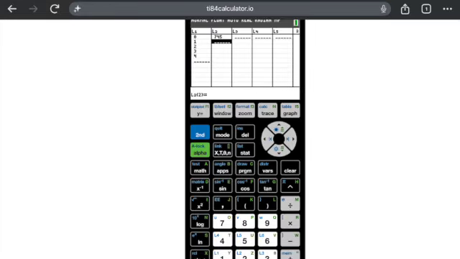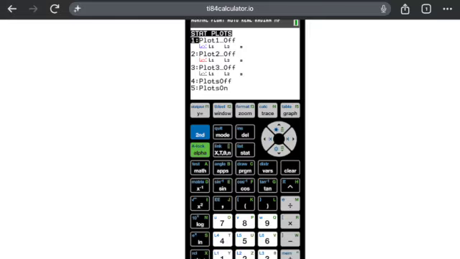745, 846, 910, 952, and 1008. Okay, and when we're using our list, we're going to make sure our stat plots are on. So go to second y equals to turn our plots on. I'm going to hit plot 1 on.